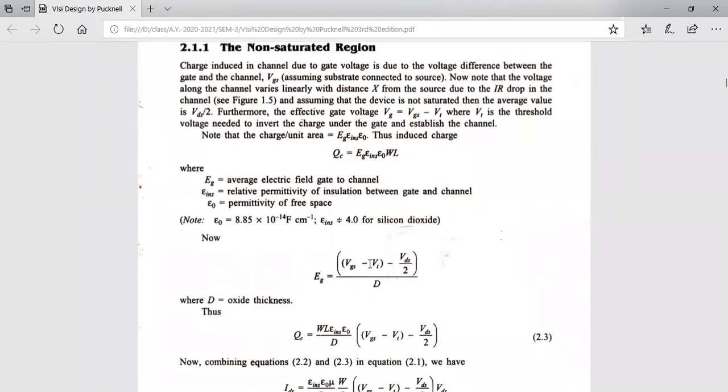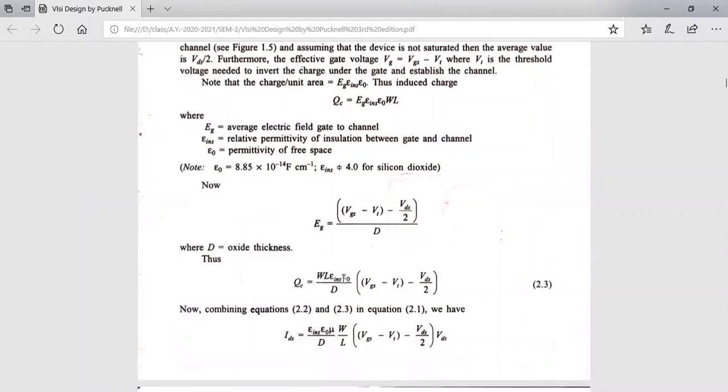EG is equal to VGS minus VT, the total effective voltage, minus the average voltage VDS by 2, divided by D. So we got the value of EG, and you substitute this value of EG here. So we got QC as W into L into epsilon INS and epsilon naught by D into VGS minus VT minus VDS by 2.